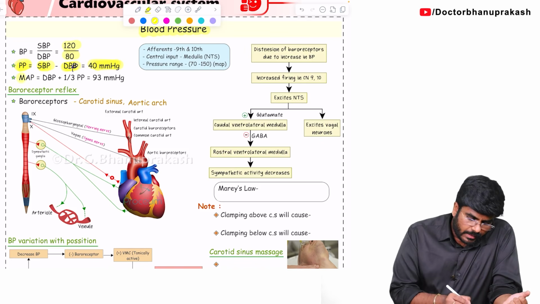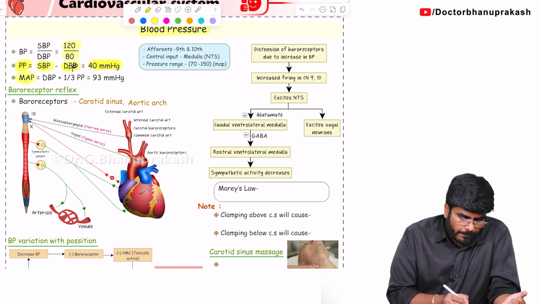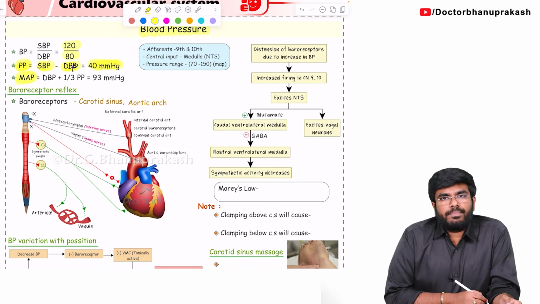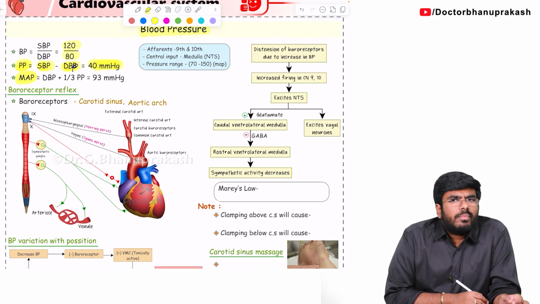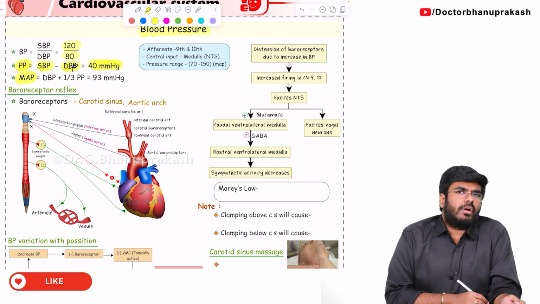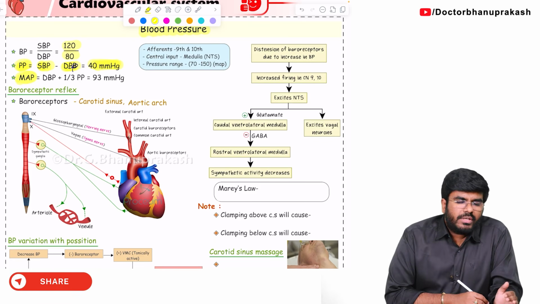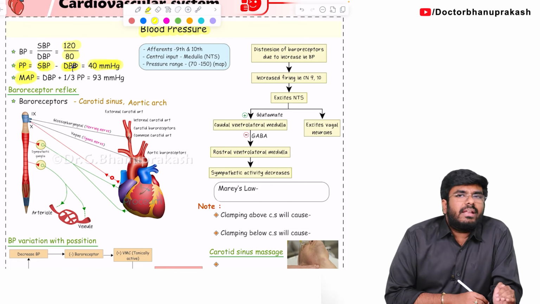Then what is MAP? MAP stands for the mean arterial pressure. Now, mean arterial pressure means what? Mean means average, the average arterial pressure. How much is the amount of blood pressure that is averagely maintained in our arteries? It's not during systole, it's not during diastole. How much is the average BP?